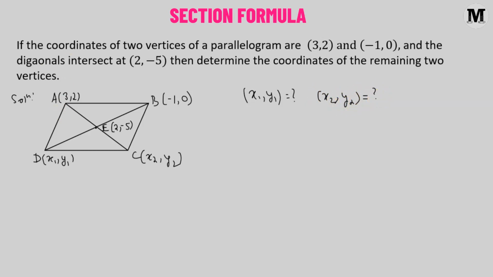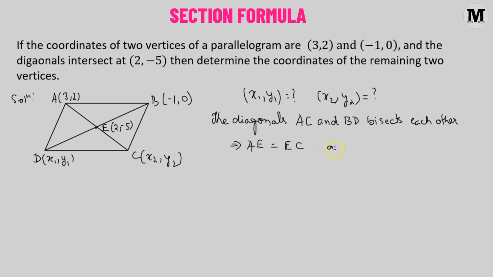Now, in order to solve this problem, we will use the fact that the diagonals of a parallelogram bisect each other. Since the diagonals AC and BD bisect each other, this means that the length of AE must be equal to the length of EC, and the length of BE must be equal to the length of ED. That also tells us that E is the midpoint of both the diagonals AC and BD.